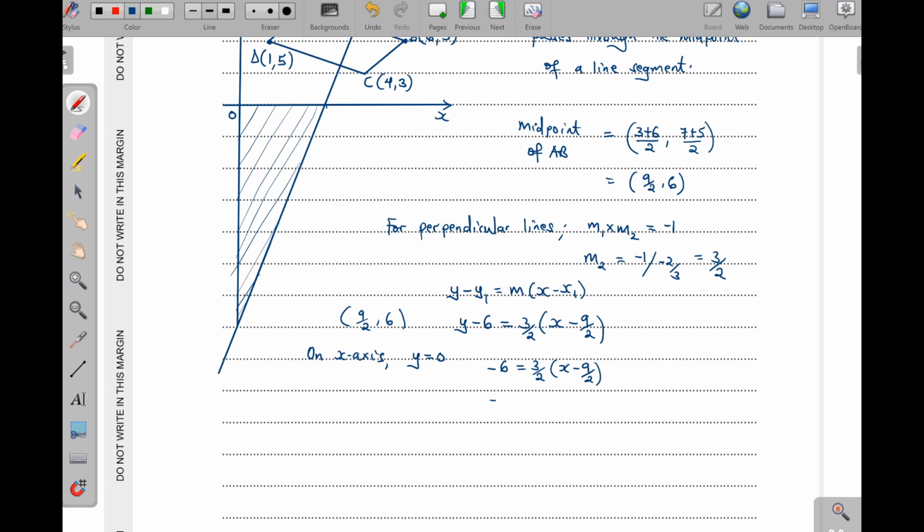Then we shall get -6. When we cross multiply times 2, then we divide by 3. This one will give us x minus 9 over 2. So x then will be equal to, this one goes here, 2 times 2, that's a 4. We shall get this one as a -4. Then bring this other one to this side. It becomes a positive 9 over 2.